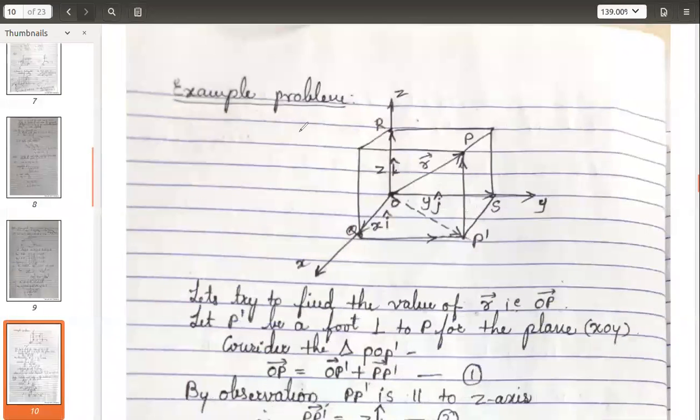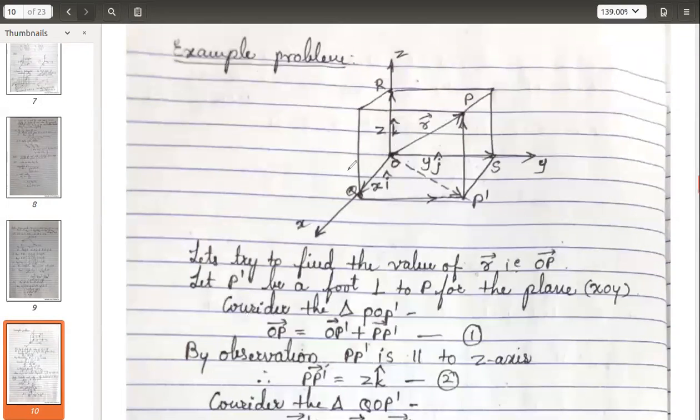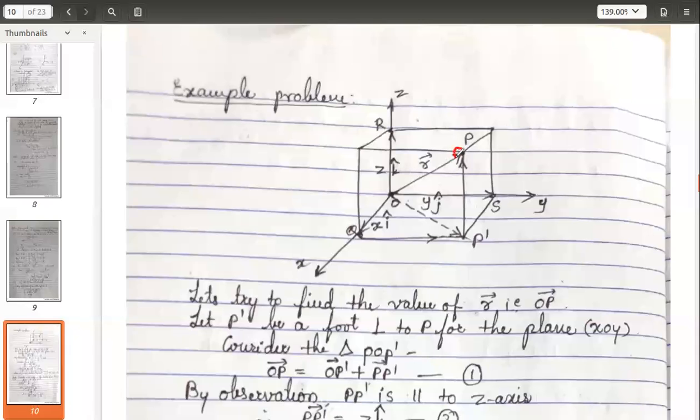One more example. Let us start with this example today. If you see, this is a three-dimensional rectangular coordinate system. I have marked the points. P is a point in space. We have to find this OR, the distance of this point P from the origin. That is, the vector R we need to find. How can we calculate it? Let us try to find the value of R.